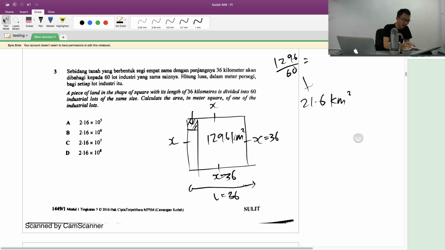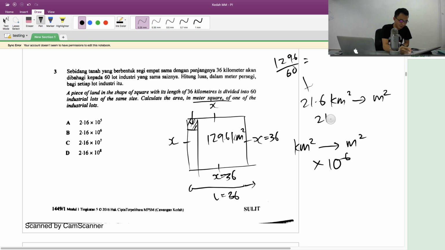Right now, the question asks for meter square. So first, to go from km square to meter square, we multiply by 1 million, 10 to the power of 6. So I want to convert this into meter square: 21.6 times 10 to the power of 6. But if we want standard form, we move one unit to the left, making it 2.16, so we have to add 1 to the power. So it'll be 7. So the answer will be C.